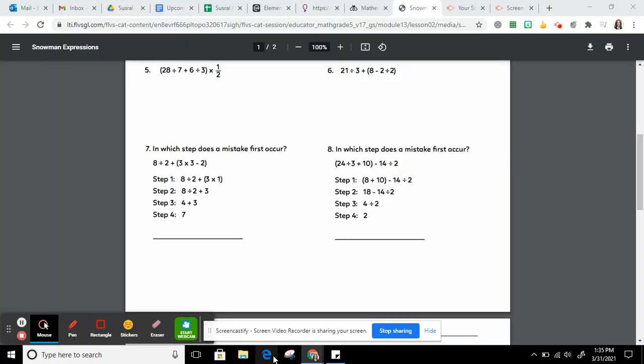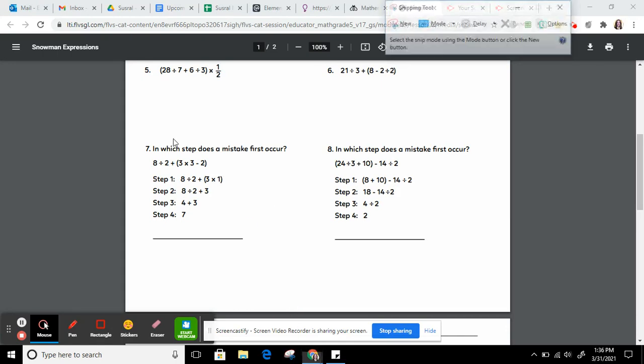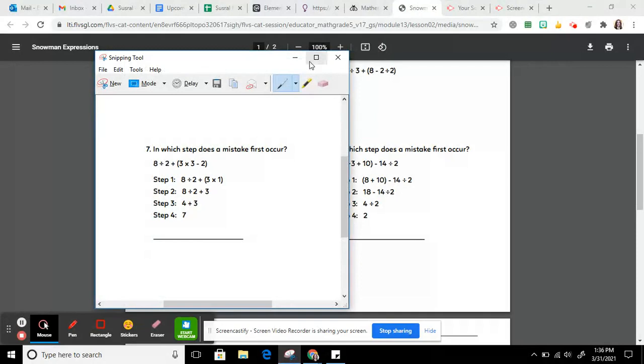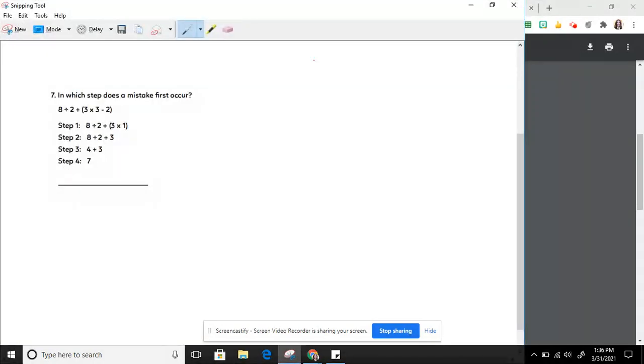All right, now we're going to take a look at number 7. I'm going to go ahead and screenshot that one. Now at this one, we're going to take a look and see where the mistake is. So there's a mistake somewhere in solving this problem or this equation, and we need to figure out where that mistake is. So we're looking at this equation. We're going to still follow PEMDAS. So we need to see where is the mistake following PEMDAS. Parentheses, exponents, multiplication, division, addition, and subtraction.